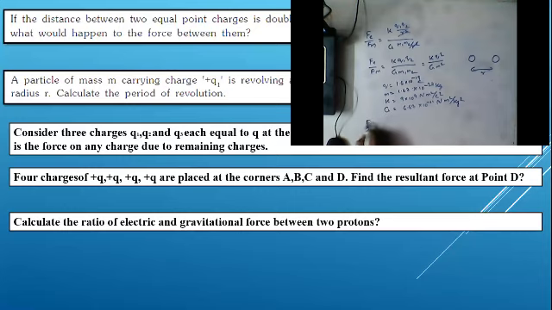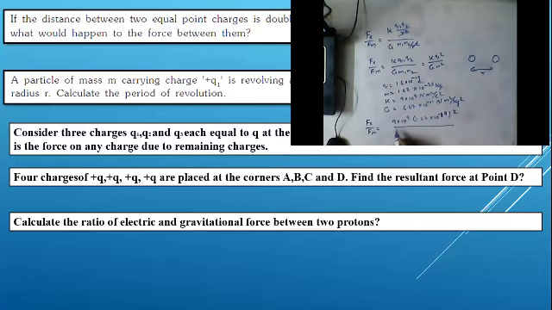So we can write here Fe by Fm is equal to 9 into 10 power 9, and here the Q value is simply 1.6 into 10 power minus 19, whole square, by the next one. Okay, sorry, this is 10 power minus 19.